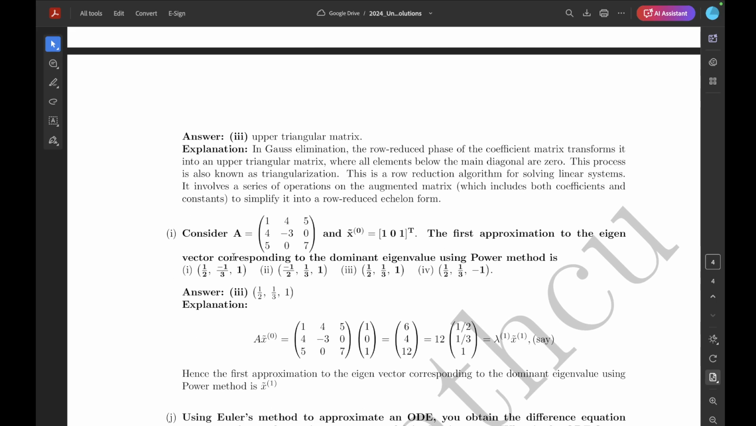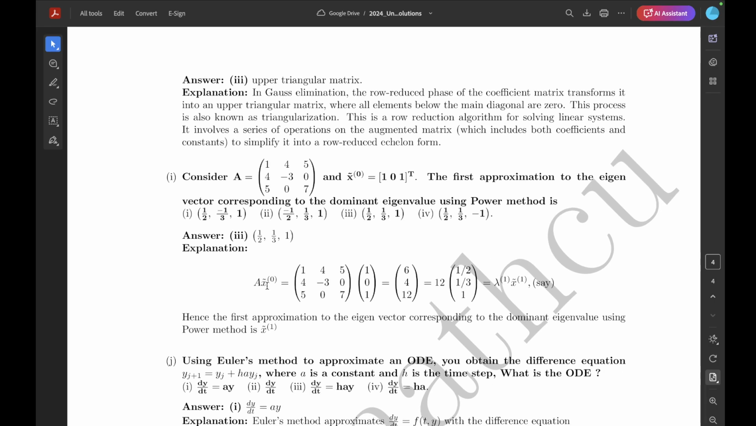Next, question I. Consider A, this 3 by 3 matrix, and x tilde naught, this column matrix 1 0 1. Find the first approximation to the eigenvector corresponding to the dominant eigenvalue using the power method. Now A into x tilde naught, by matrix multiplication gives 6 4 12, and the largest numerical value is 12. So dividing each element of this column vector by 12, we get 12 into 1 by 2, 1 by 3, 1. This 12 is the first approximation of the largest eigenvalue lambda 1, and this is the corresponding eigenvector x tilde 1.